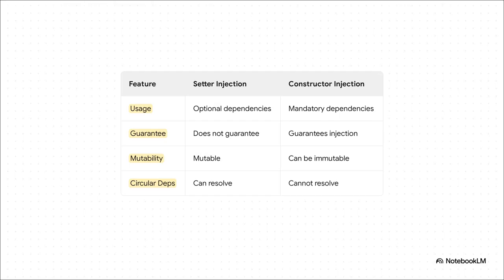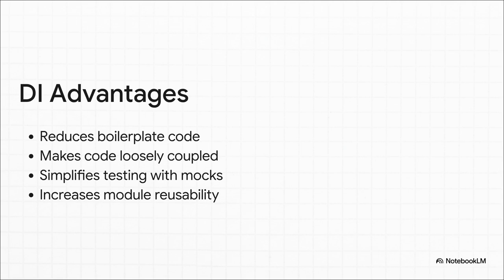Okay, this table is super important for understanding the real-world trade-offs. Constructor injection is your go-to for mandatory dependencies. Why? Because the object literally can't even be created without them, which guarantees it's always in a valid state. Setter injection, though, gives you more wiggle room for dependencies that are optional. And here's a fun fact. It can sometimes even get you out of tricky situations like circular dependencies, where two objects need each other to exist.